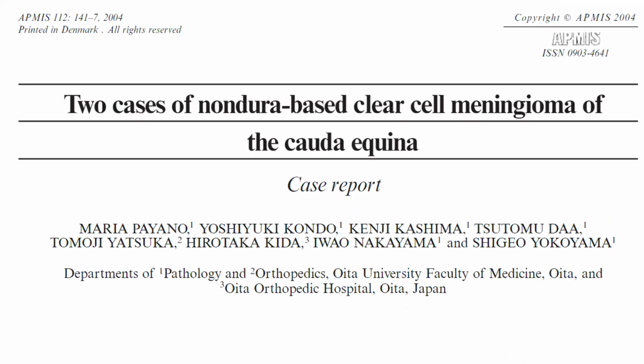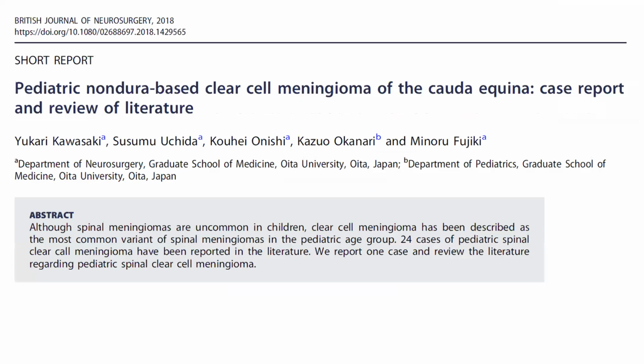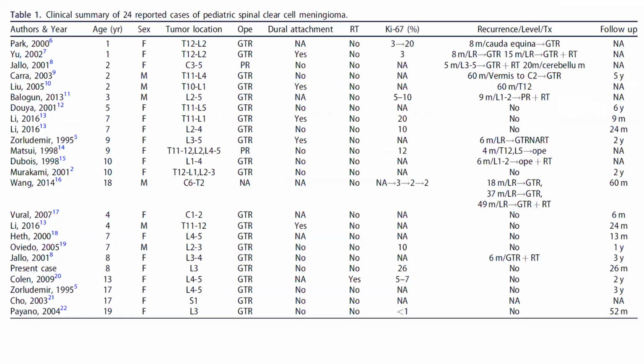All right, let's look at the literature. Did I just make all that up? Of course not. Here we go. Two cases of non-dura-based clear cell meningioma of the cauda equina. Pediatric non-dura-based clear cell meningioma of the cauda equina. Case report, review of the literature. Okay, what is the literature, by the way? Did they review all four cases? Is there only four case reports in the literature? No, here's the table. Each line here is a different report.